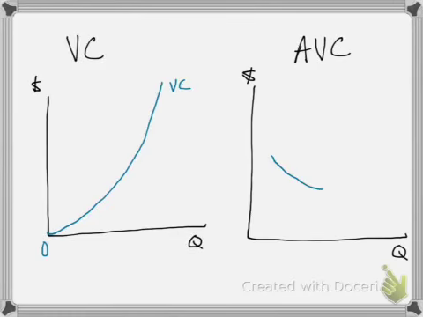For variable costs, the picture is very different. In total, the variable cost starts at zero because if you don't produce anything, you don't have any variable costs. There are no ingredient costs. There are no costs for labor. But then the more units you produce, the more you have variable cost.